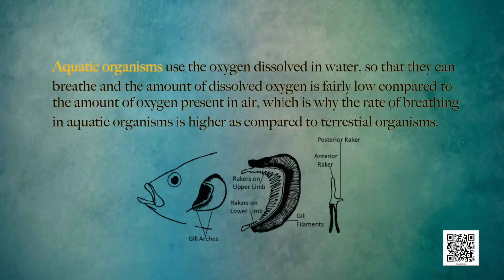Why is it so? Because as we can see, sunlight is essential for photosynthesis, whereas respiration can happen all the time. What about aquatic organisms? Aquatic organisms use the oxygen dissolved in water so that they can breathe, and the amount of dissolved oxygen is fairly low as compared to the amount of oxygen present in the air, which is why the rate of breathing in aquatic organisms is higher as compared to terrestrial organisms.